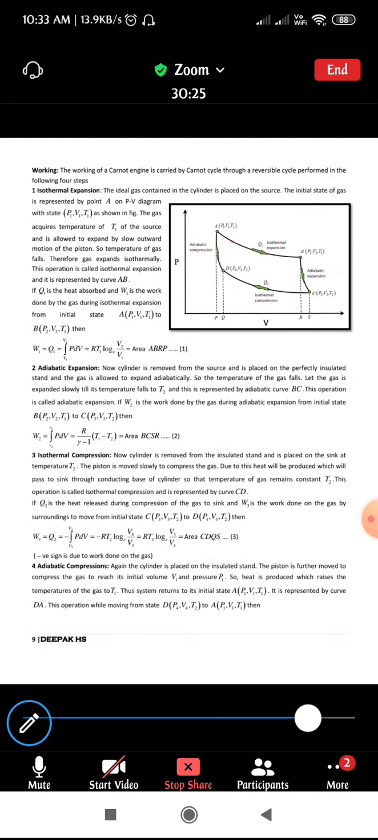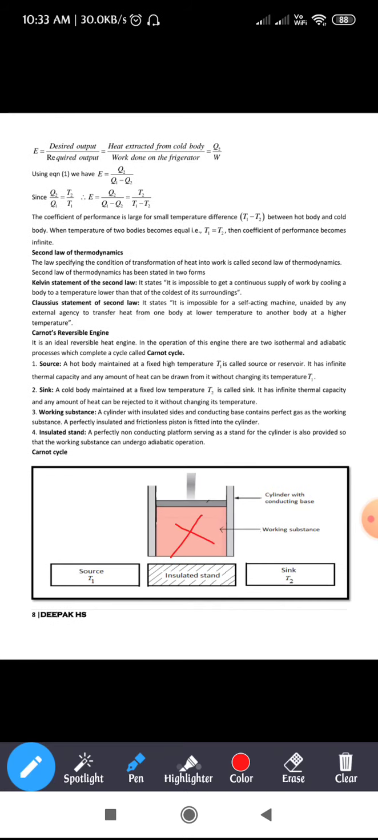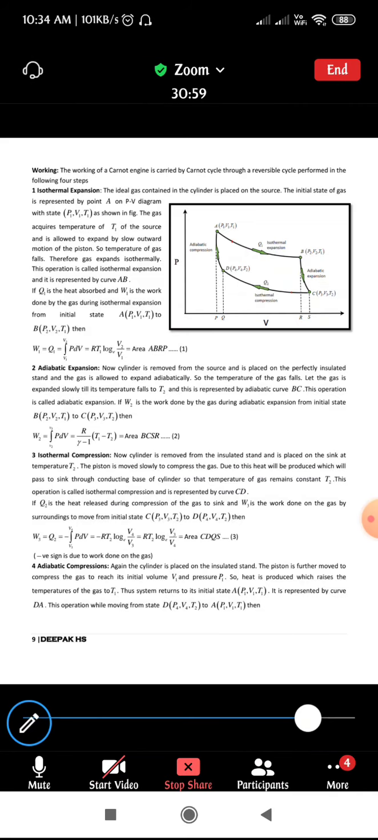So this is regarding the adiabatic expansion. Next, isothermal compression. The third one is isothermal compression. Now what we are going to do is again shift the cylinder from the insulated stand to the sink. We are placing the cylinder on the sink now. Let us see what happens here when this cylinder is placed on the sink.